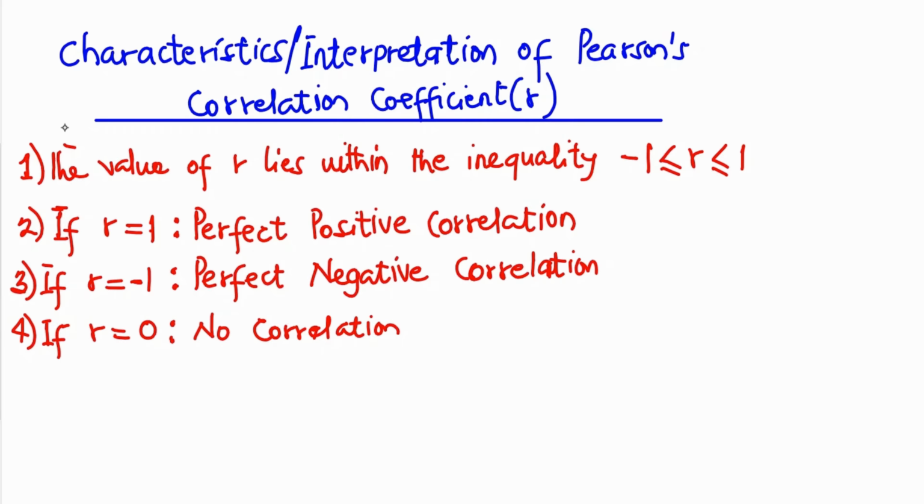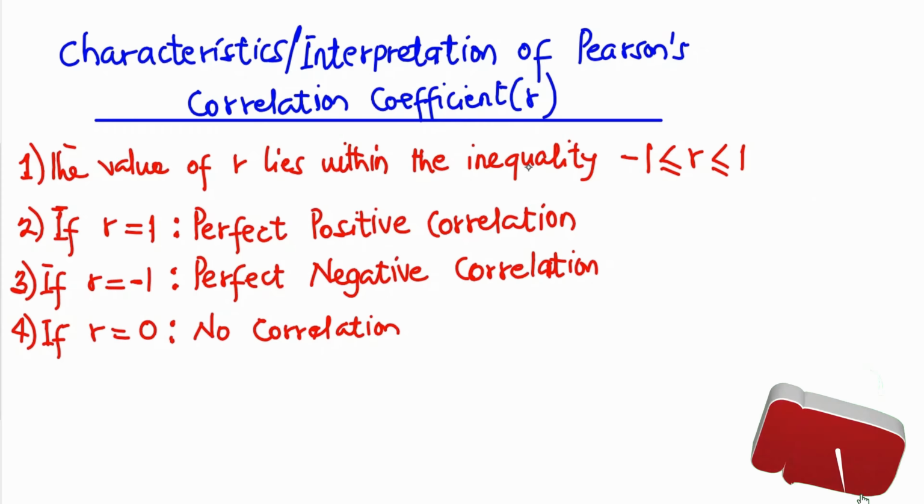The first one says that the value of R lies within the inequality -1 less than or equal to R less than or equal to 1. So for any R value, it should be in the range from -1 inclusive to +1 inclusive. When we calculate the Pearson correlation coefficient and get any number that exceeds -1 or exceeds 1, then we cannot interpret it. So that's the first characteristic.